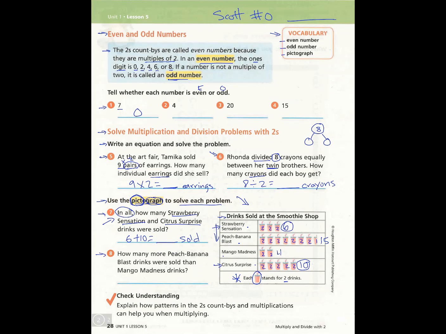Okay, so number 8, how many more? So that's a comparing. That's a finding the difference, right? How many more peach banana blast drinks were sold than mango madness? So this time we're looking at peach banana and mango madness. So peach banana we have 15, and mango madness we have 4, and we're trying to compare those. And when we compare those, we're trying to find the difference between the amounts, right?